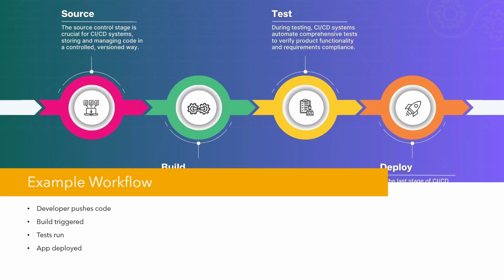So let's walk through a simple example of how a build automation workflow works. First, a developer writes code and pushes it to a repository. Then, that action triggers the automation system. Next, the system compiles the code and checks for any syntax errors. After that, automated tests are run to verify that everything is working correctly. If all the tests pass, the application is packaged and may even be deployed automatically. If something fails, the system reports the issue so it can be fixed quickly. This entire process happens automatically, which saves time and ensures reliability.